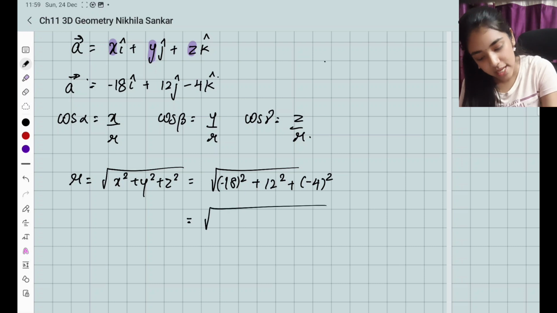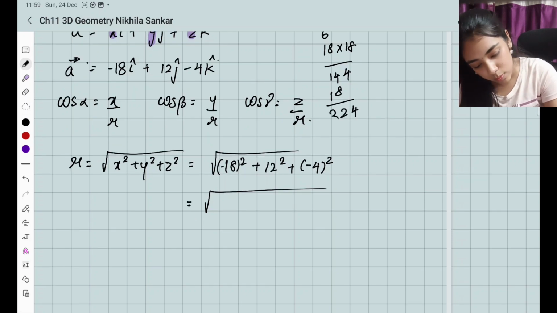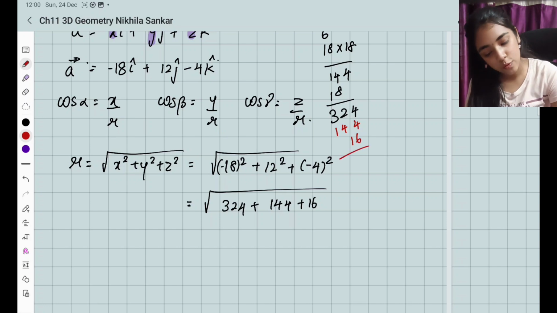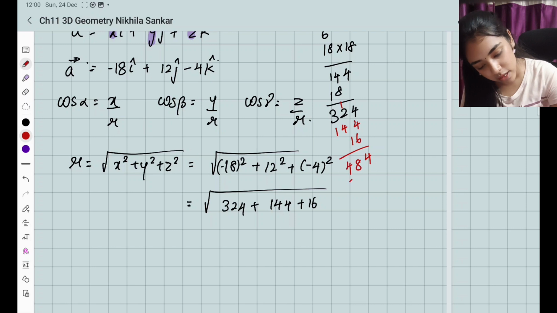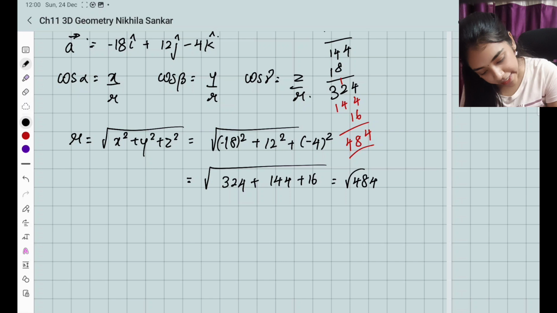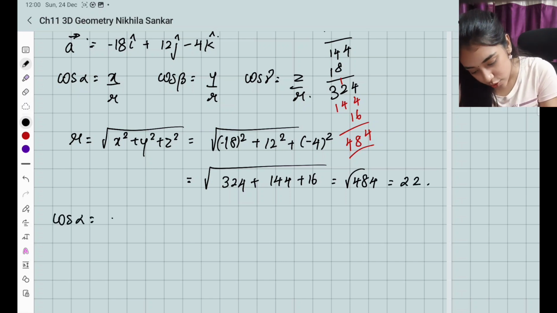So when I find this, 18 into 18 is 324. So I have 324 plus 12 12s are 144 plus 16. So when I add these values, I have 144 plus 16 is 160, plus 324, that is 484. Square root of 484 is going to be 22. So 484 is going to be 22. R value is 22, so cos alpha is going to be minus 18 divided by 22.